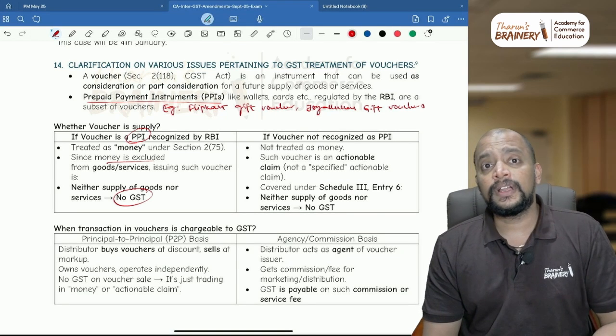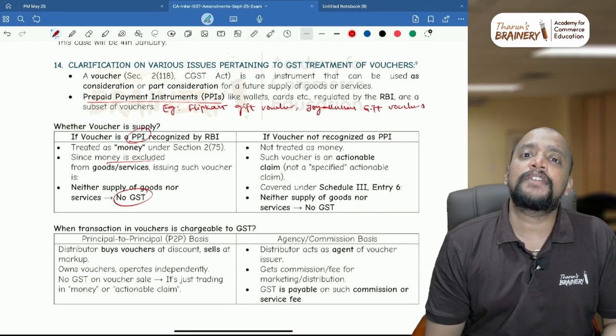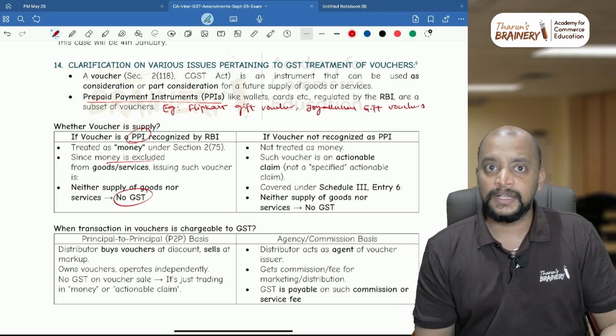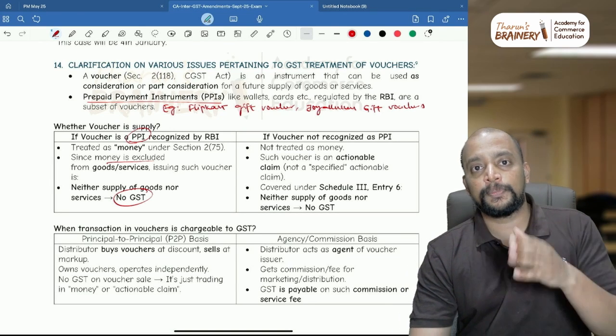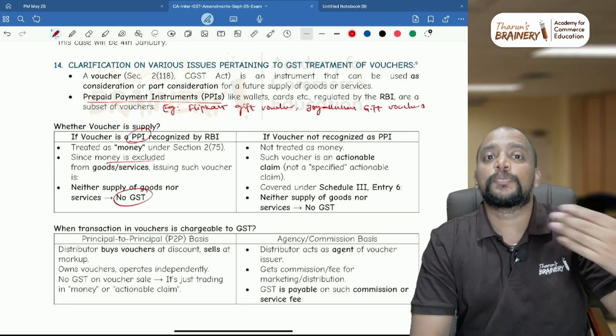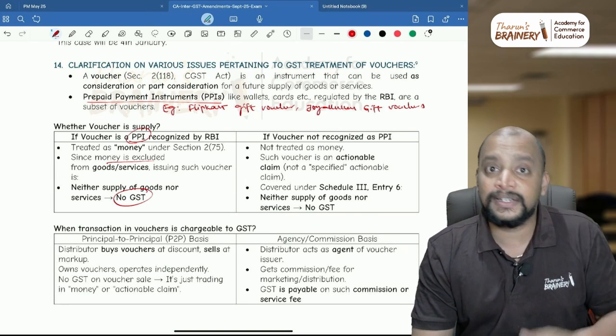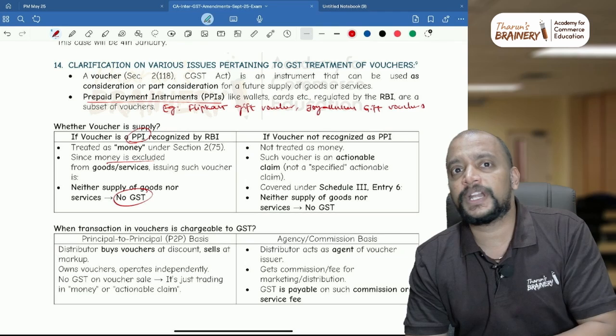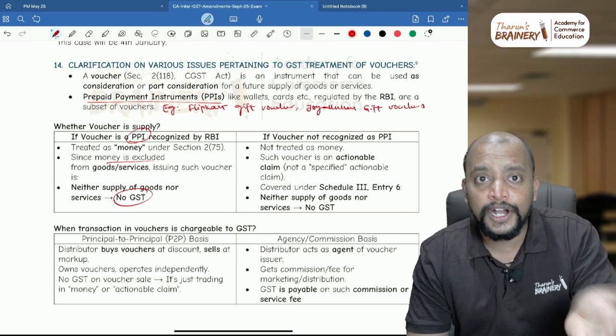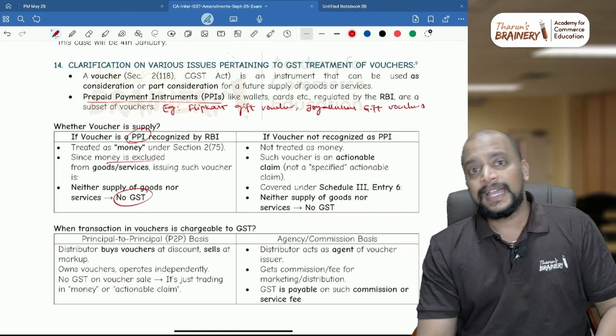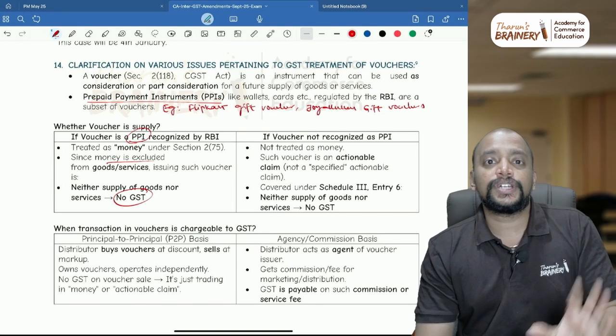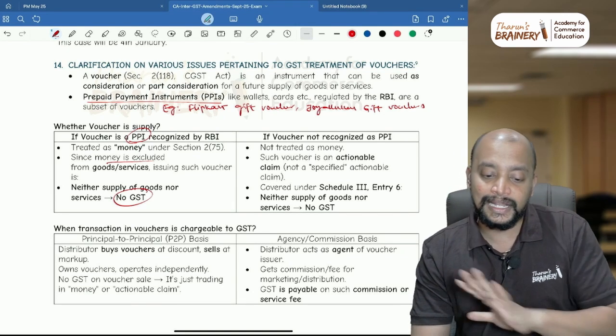Sir, what about normal vouchers, promotional vouchers which are given by the shops? Like if you buy for 2000 rupees, you will get a 500 rupees worth voucher from Reliance Trends. Is that a prepaid voucher or not? Not a prepaid voucher, because you are not making any payment for it. It is a pure gift voucher. In order to promote the sales, you are getting that.